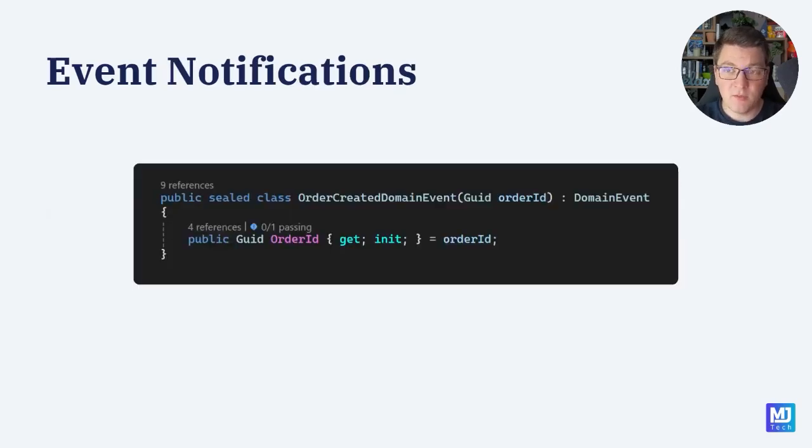The next pattern of event-driven architecture that I want to discuss is event notifications, and you will realize that we were already using this pattern inside of our system. For example, here is a code snippet containing the order created domain event from our application. This event represents a notification inside of our system that something has happened. In this case, it is the creation of a particular order specified with the order ID property.